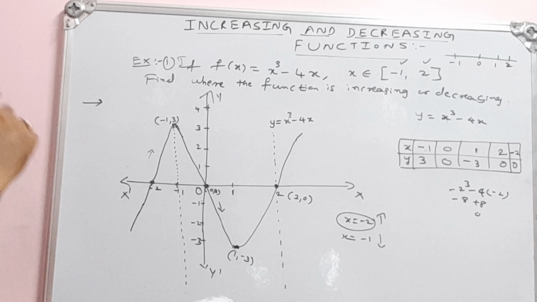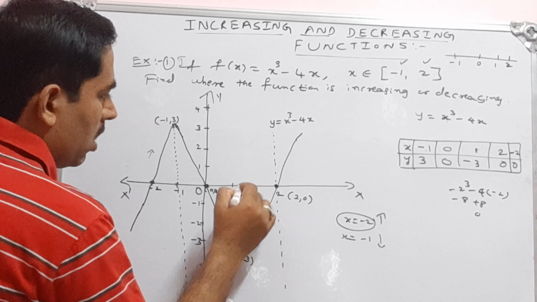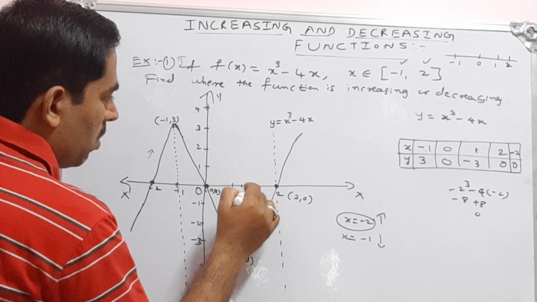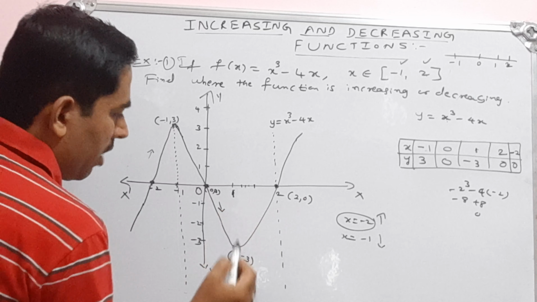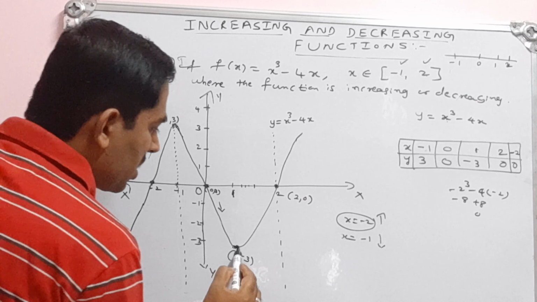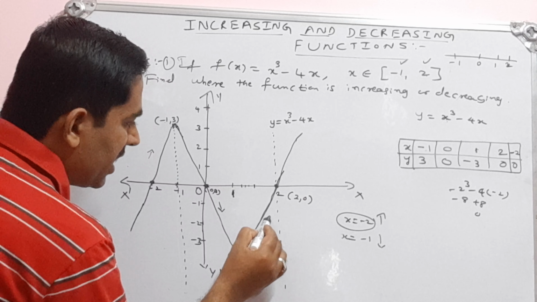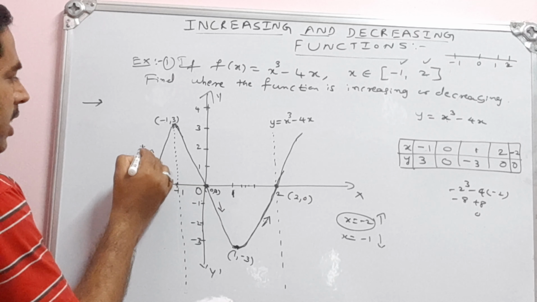Then from here, this is 1 and this is 2, say 1.1, 1.2, 1.3, this is 1.5. From this onwards, observe this, once again it is increasing. So let me write it as plus here.